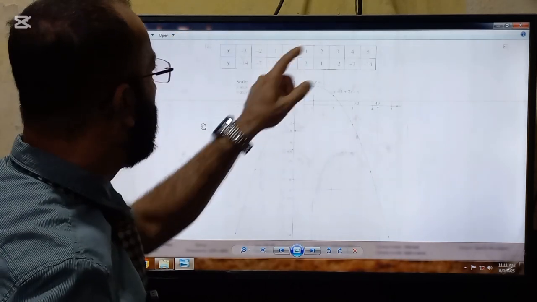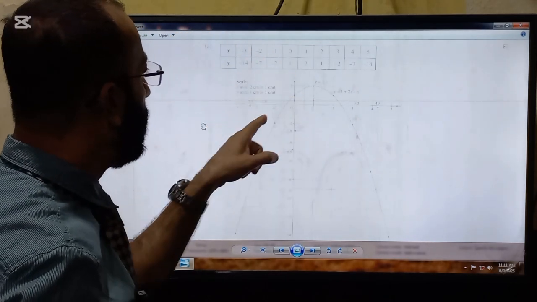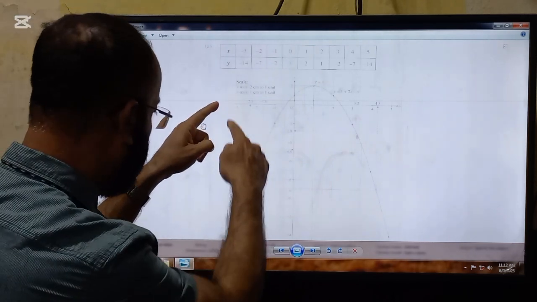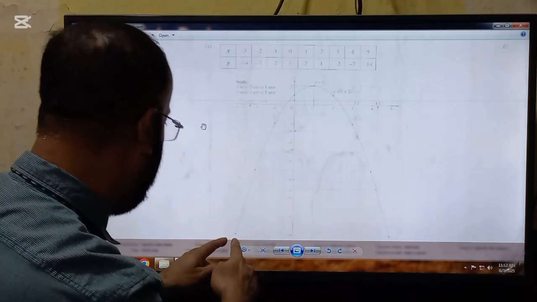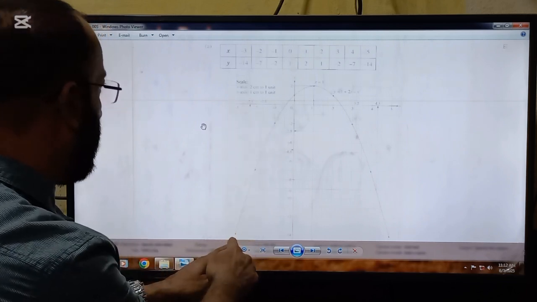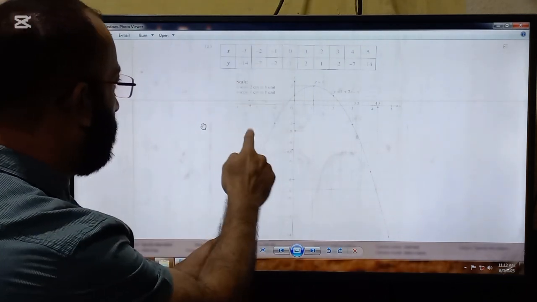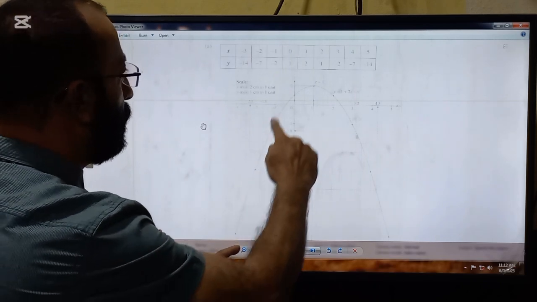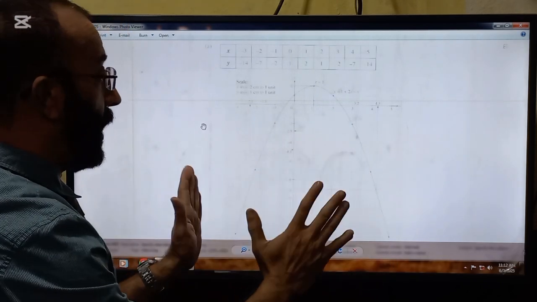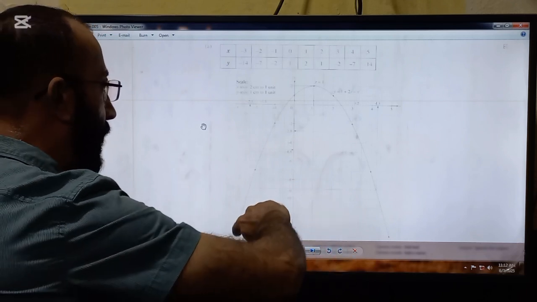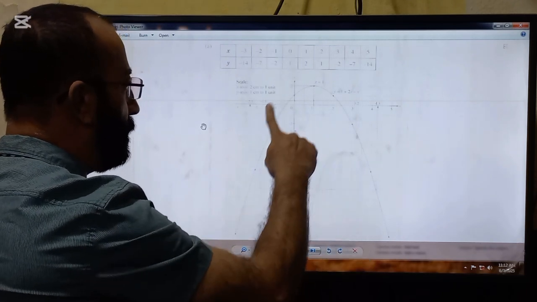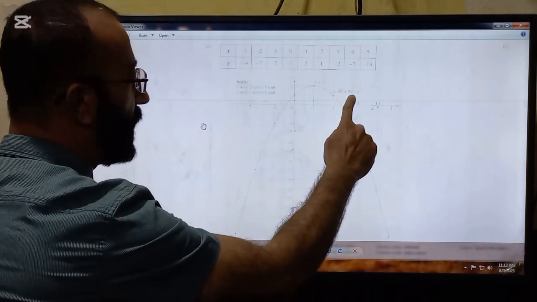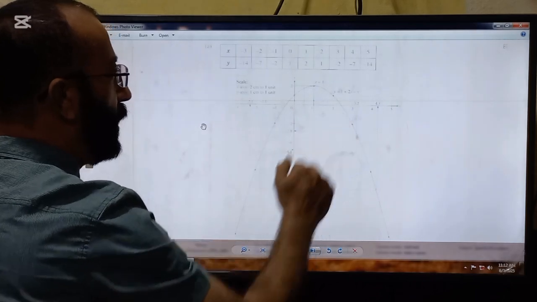The next step will be to plot these points on the graph paper. So -3, -14. So look now, this is -3 and this is -14. So -3, -14 is the first point. Then -2, -7. Here is -2, here is -7 and so on. So the points will be plotted. The next step will be to join the points with the help of a freehand curve. The next step will be to label the curve. So this is the label, that was the original equation.